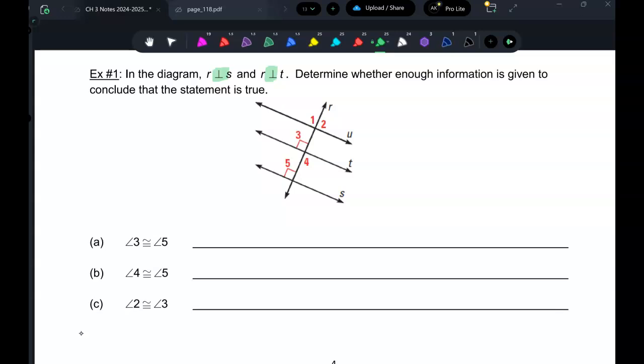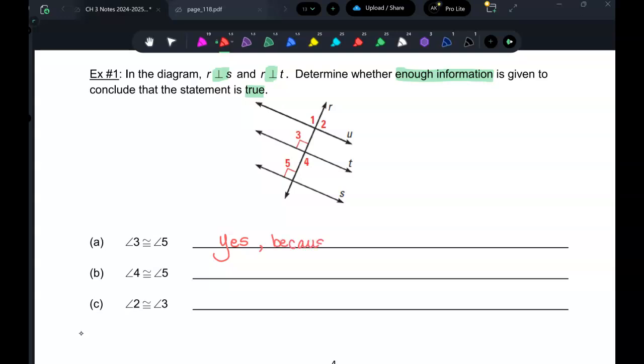Okay, so R is perpendicular to S and R is perpendicular to T. So we want to determine whether there is enough information to say whether the statement is true. So can we say 3 and 5 are congruent? Looking at the picture, yes, that's true, because they're both equal to 90.